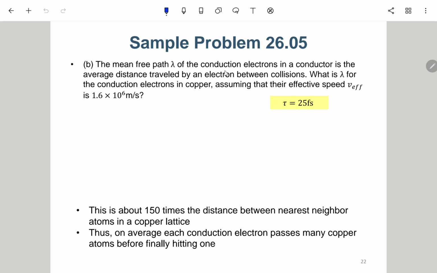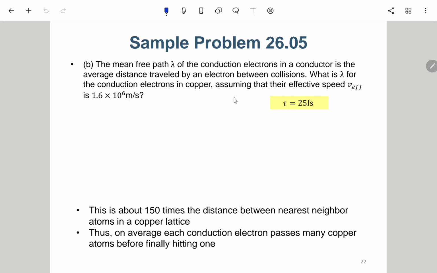This is lambda of the conduction electron in a conductor, the average distance traveled by an electron between collisions. What is lambda for the conduction electron in copper, assuming that their effective speed V effective is 1.6 times 10 to the 6 meter per second? Okay, we make this assumption.